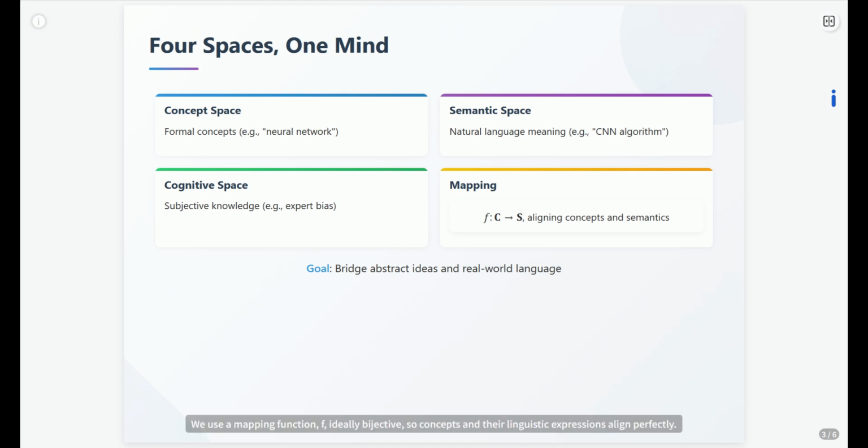We use a mapping function, f, ideally bijective, so concepts and their linguistic expressions align perfectly. This isn't just theory, it's about creating a bridge. The AI needs to understand the pattern surface, meaning semantic, while grasping its underlying technical structure, conceptual. This interplay, especially with the human expert's cognitive space feeding in, is key to taming patent complexity.